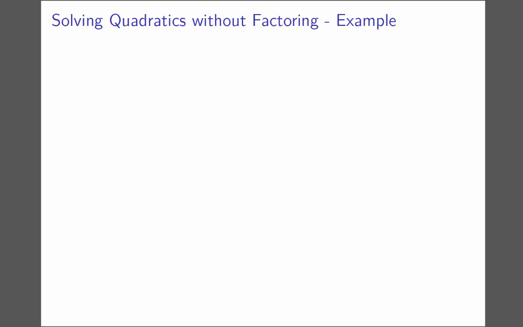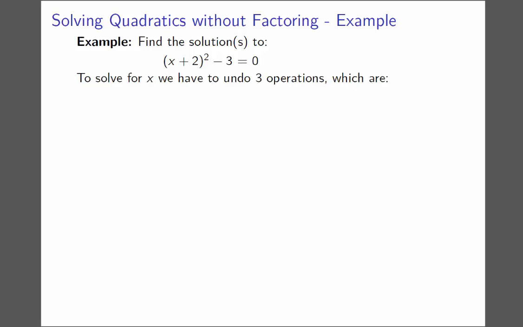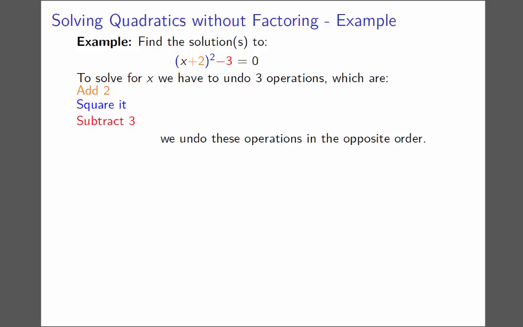In this example, we need to find solutions to the equation (x + 2)² − 3 = 0. To solve for x here, we have three operations to undo. First, we add 2 to x, then we square it, and finally subtract 3 to get 0. So following Frog and Toad, we will undo these operations in the opposite order.